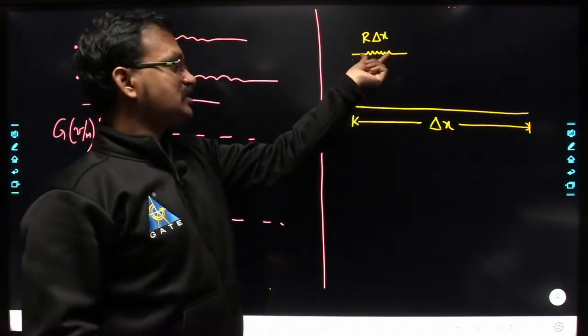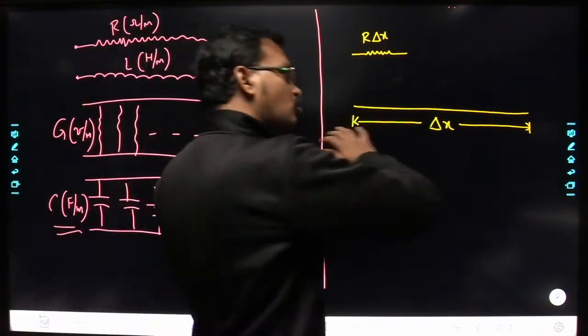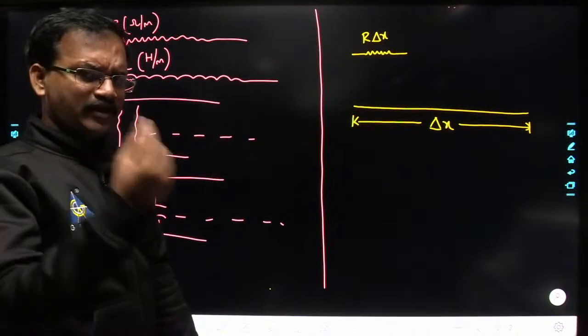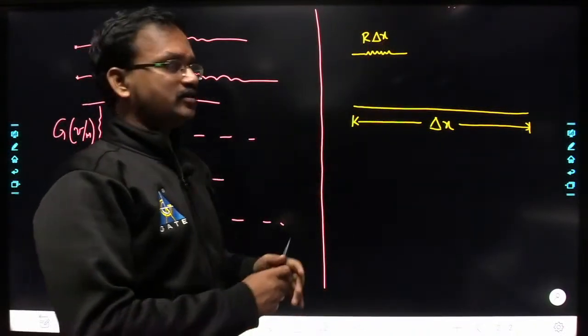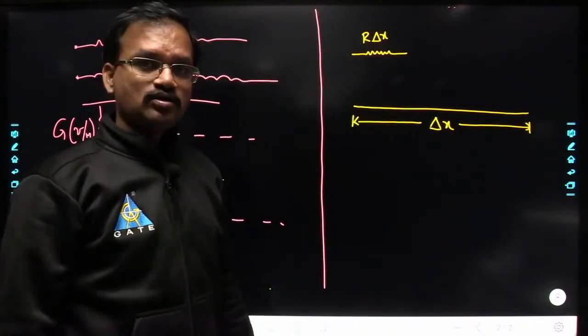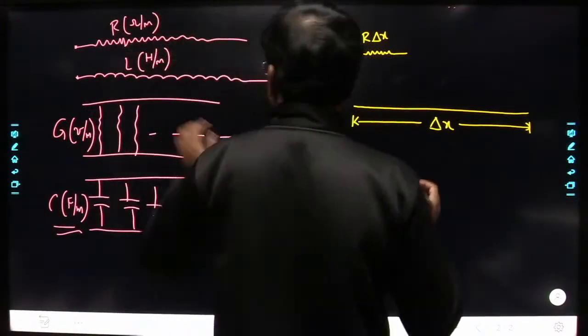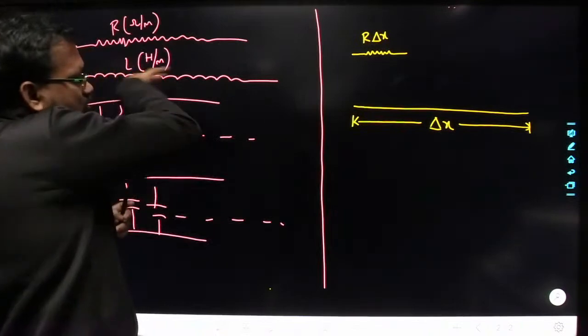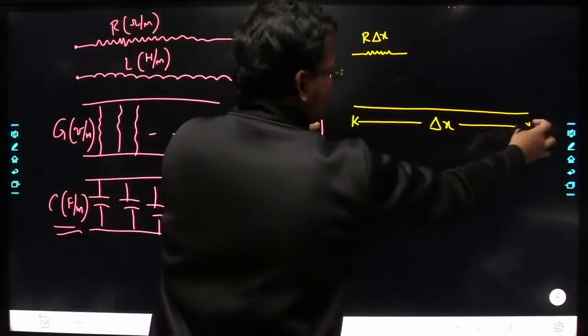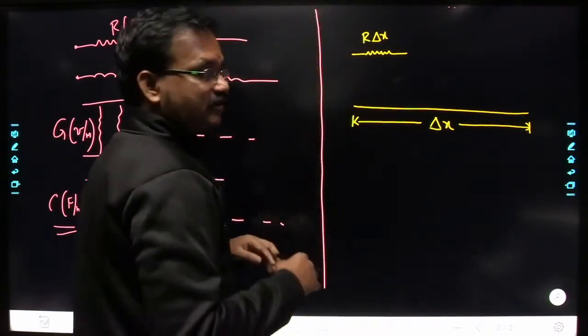Here I have represented the resistance which is distributed throughout the length of the transmission line. So per unit length, if the resistance is R, then throughout the transmission line, the total resistance will be R into delta x. Yes or no? Now, next, similarly, the inductance is also distributed along the length of the transmission line. Understood? So, if I consider the length of the transmission line as delta x, then what is the inductance?